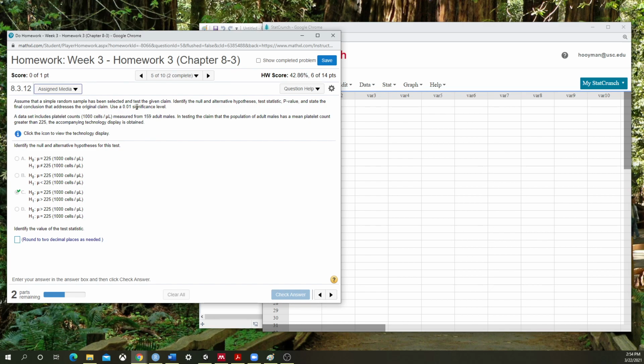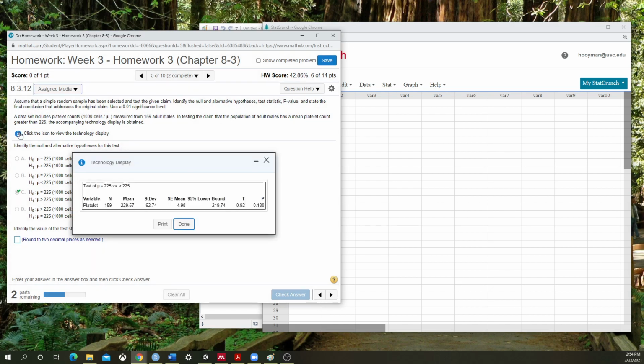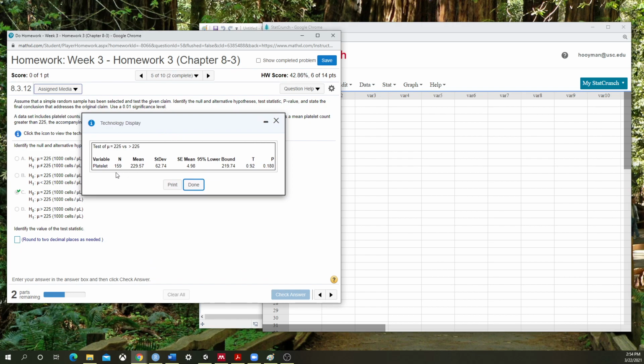We know that it's a significance level of 0.01. That's not going to change anything, but it's something we're probably going to have to pay attention to in the future part of the question. So we have, it already gives it to us here, so we don't have to calculate anything. You just click on this I, and it's going to give us a kind of technology display, or basically the results of the statistical test ahead of time, so that makes it a lot easier for us.